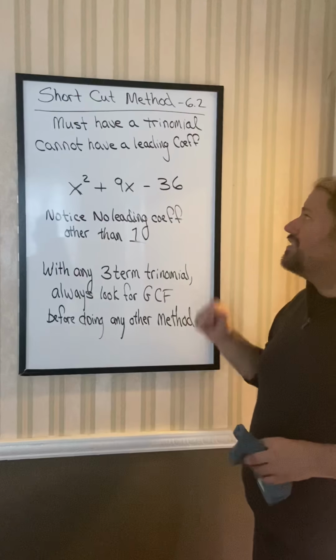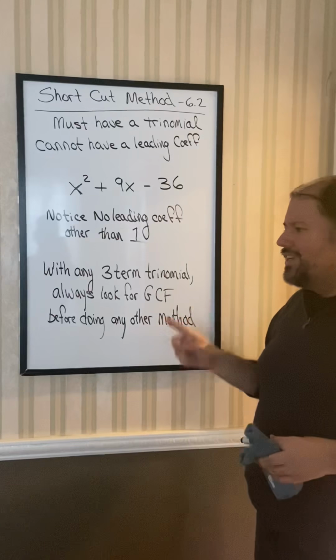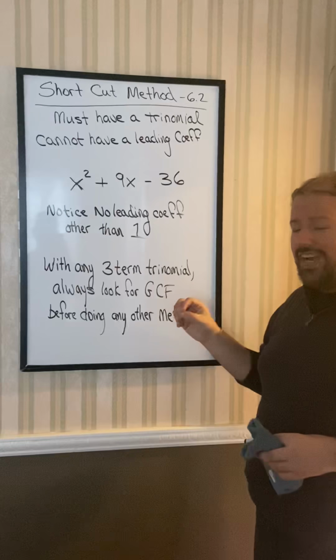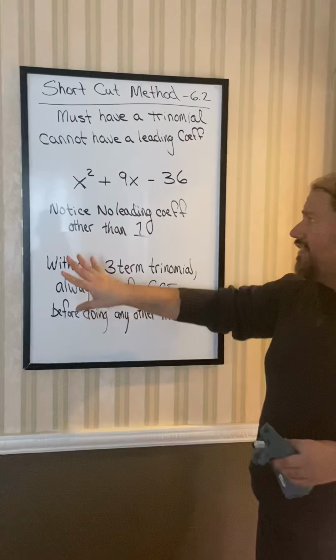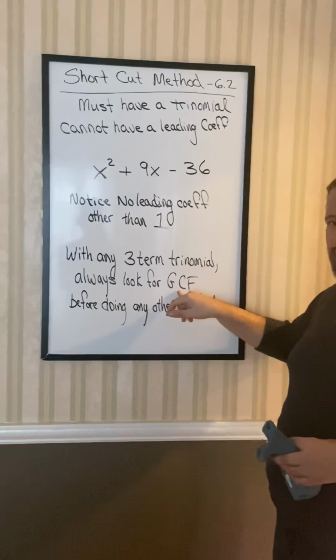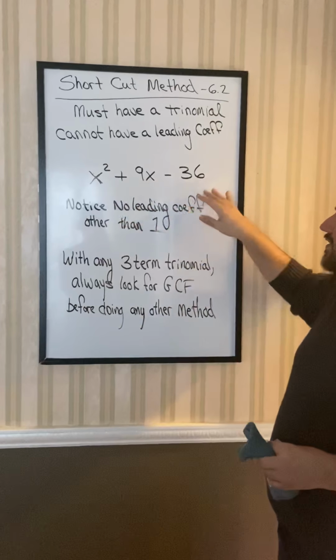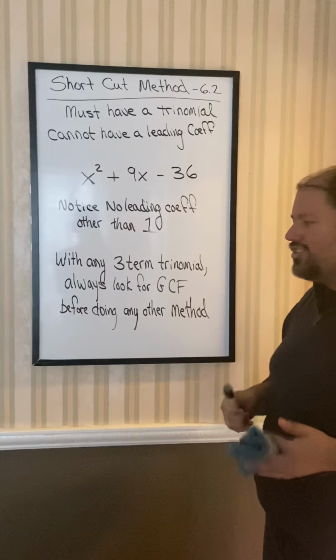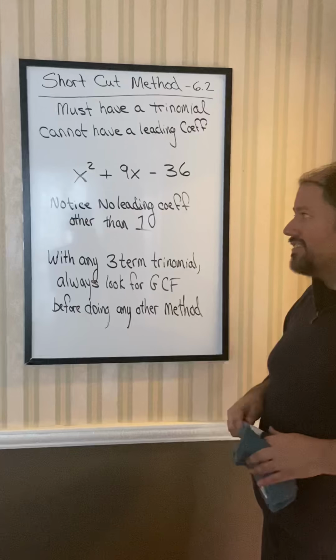Now, before I actually do the shortcut method, remember, your first step in any type of factoring is that you must see if there is a GCF. In this case, we have three terms, so let's use all three terms to see if there's a GCF before doing any other type of factoring.